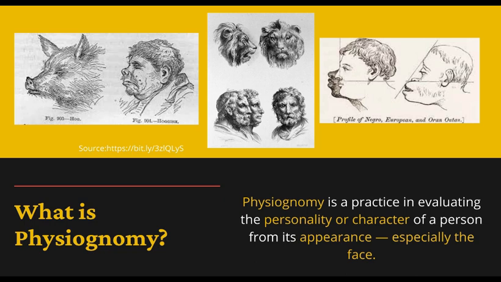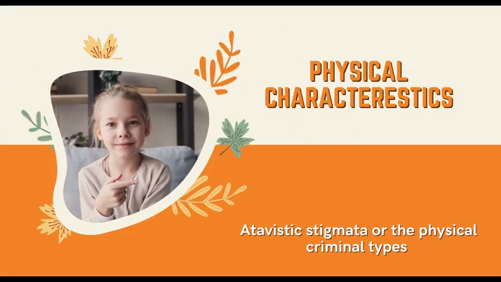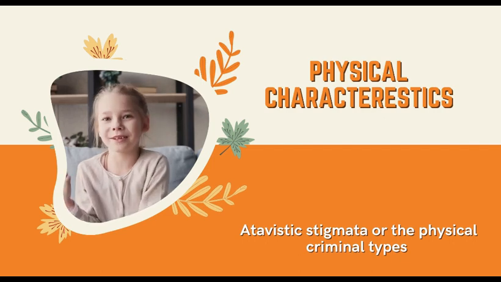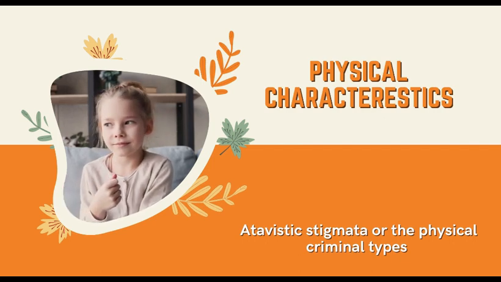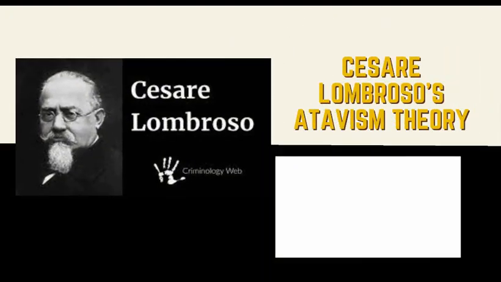To further understand this concept of physical traits and crime, the next section explains this concept and includes prominent names in this area of study. Under the physical characteristics, the atavistic stigmata or the physical criminal types is one of the prominent theories relating crimes to physical characteristics. According to Cesare Lombroso's atavism theory, he argues that criminals are primitive savages who are evolutionarily backward compared to normal citizens.